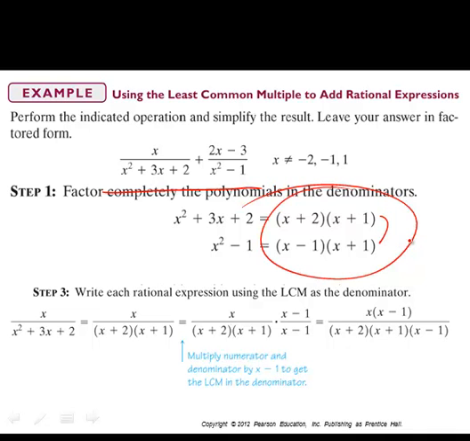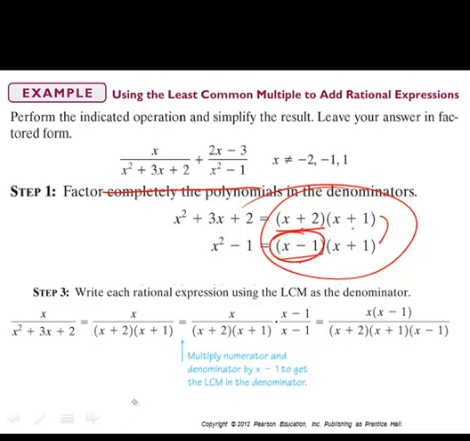So in order for us to get an LCM, the first polynomial will also have to have a factor of x minus 1, and the second polynomial would have to have a factor of x plus 2. So the LCM is going to have x plus 2 times x plus 1 times x minus 1. So that means for the first fraction, we'll multiply by an x minus 1. That's what's missing here. So we'll multiply numerator and denominator by x minus 1.